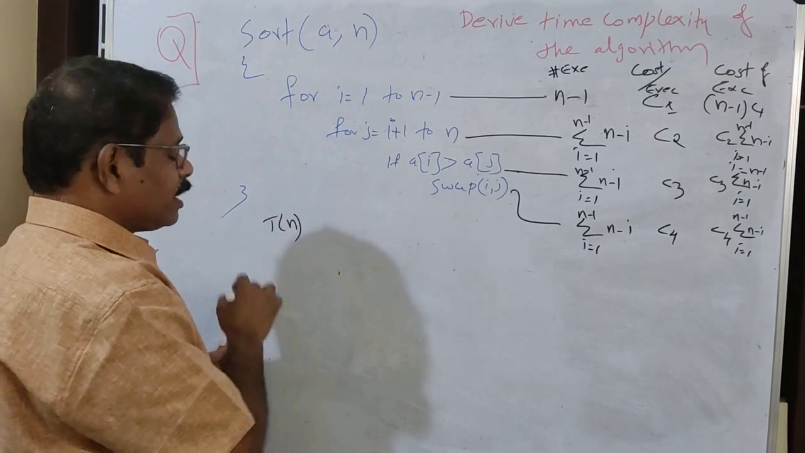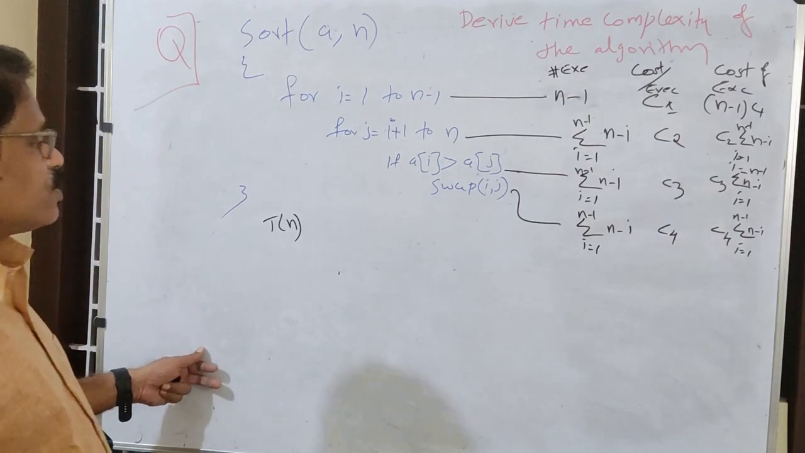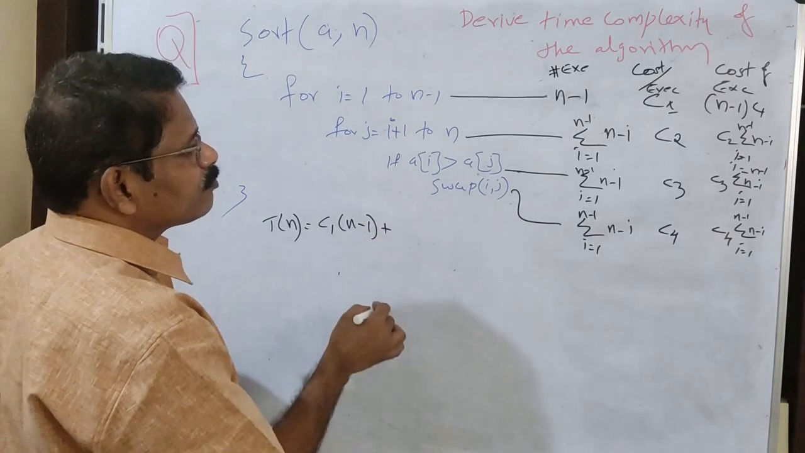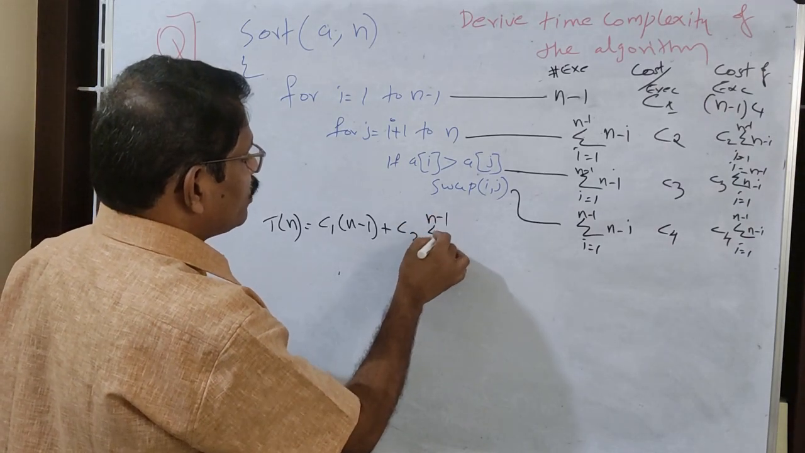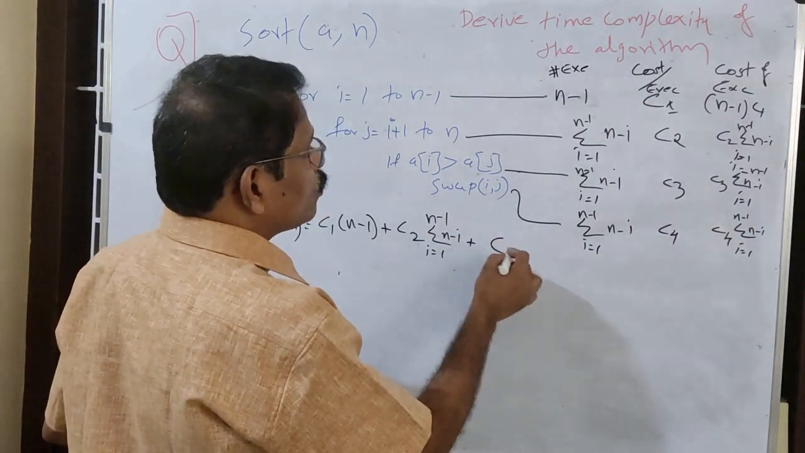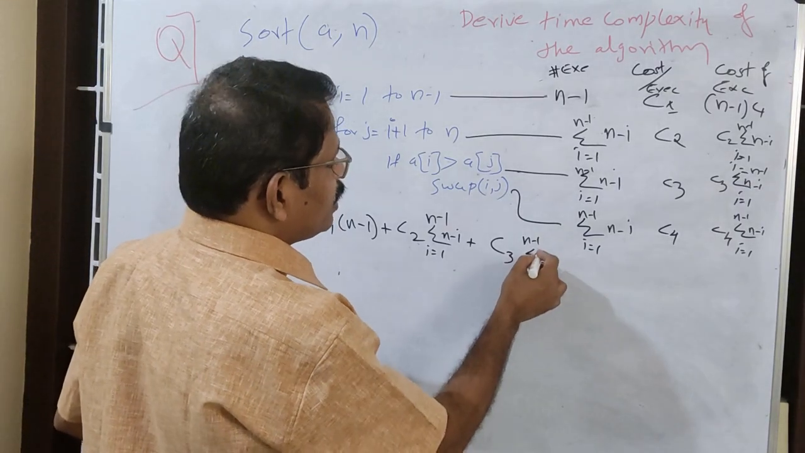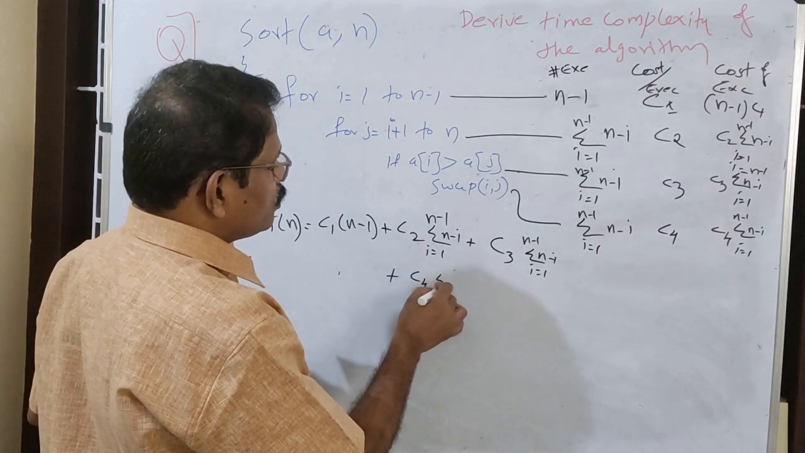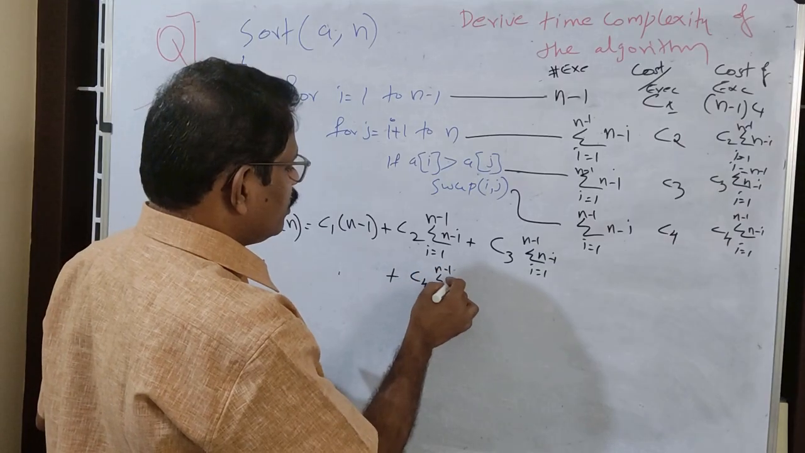To find the total cost of execution, we have to sum up all these values. So our T(n), time to process n elements, or time of execution when the problem size is n, will be C1 into n minus 1 plus C2 into sigma i equal to 1 to n minus 1 of n minus i, plus C3 into sigma i equal to 1 to n minus 1 of n minus i, plus C4 into sigma i equal to 1 to n minus 1 of n minus i.